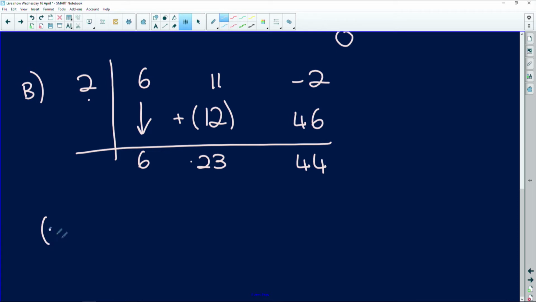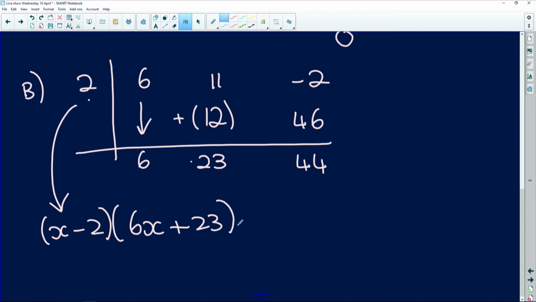Okay, so remember what this means, guys. It means that we have our original divisor here, and these are the coefficients of our next bracket. So we have 6x plus 23. Okay, and that's what's going to give us our original polynomial. But because this isn't 0, guys, we have a remainder of 44.